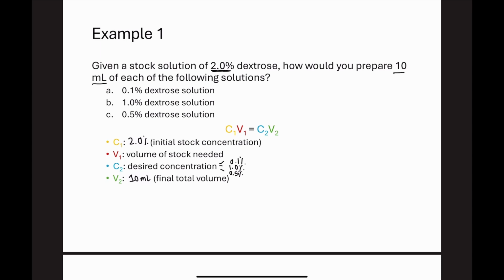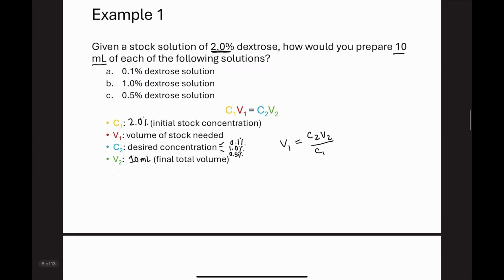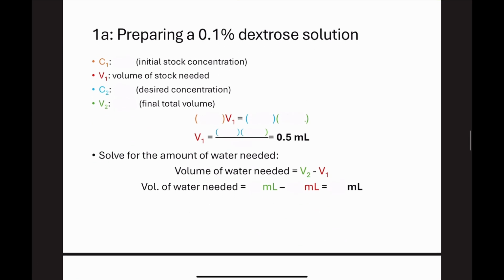We need to solve for V1. So this is when we have to rearrange our formula, and our formula becomes V1 is equal to C2 times V2 over C1. So from here on out, it's plugging in our numbers. Like I said, we know that we need 2% for our initial concentration. Our total final volume is going to be 10 milliliters. And then our desired concentration for this specific part is going to be 0.1%. And we need to solve for V1.